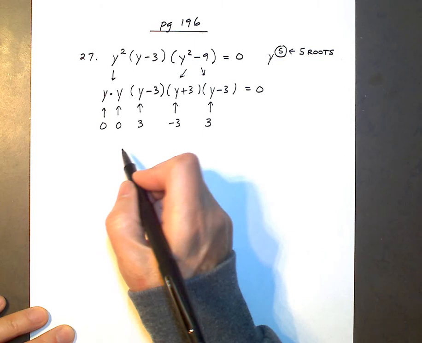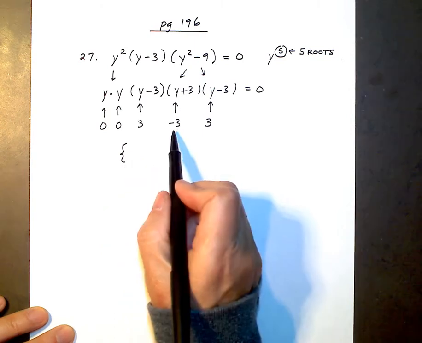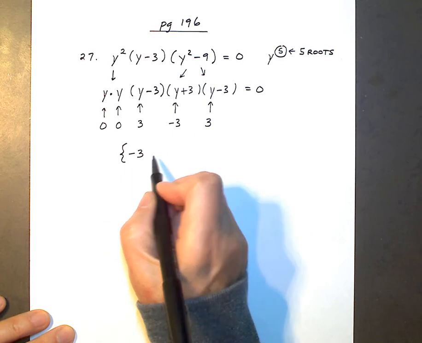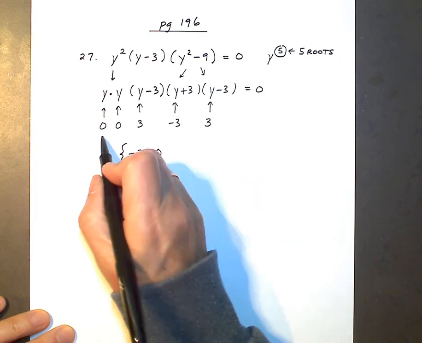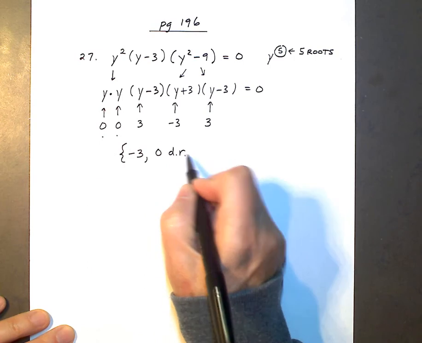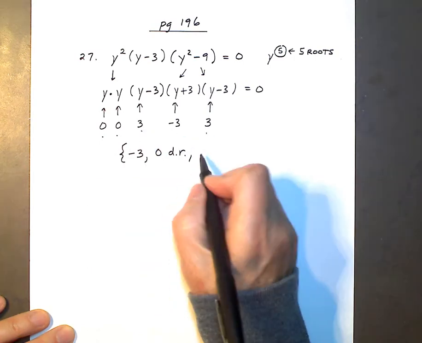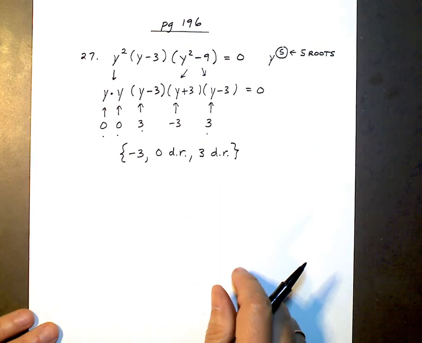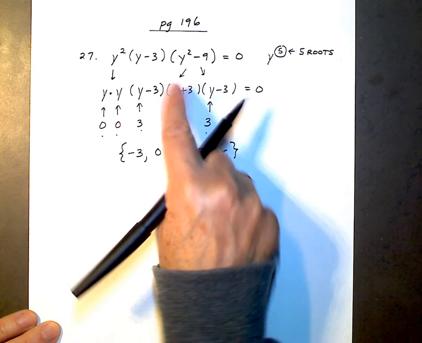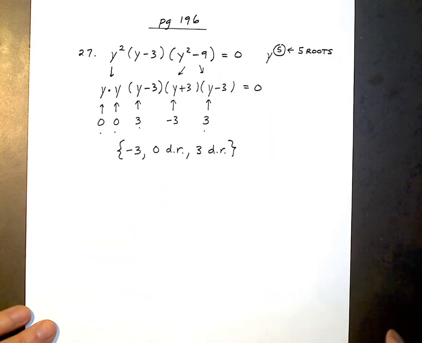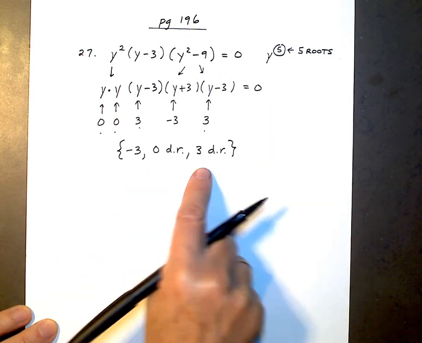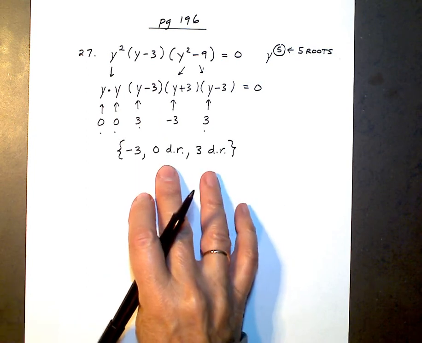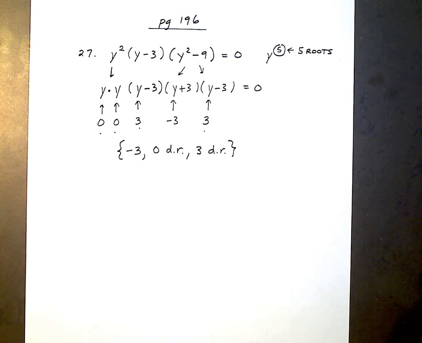And I like to list them from the leftmost on the number line, from the lowest value forward. So I have a negative 3, and then I have 0 that occurs twice, so that's a double root. And then I have a positive 3 that occurs twice, so that's a double root. And what this means is that if you were to graph this polynomial on the xy plane, you'd have one place where it crosses the x-axis and 2 places where the graph just touches down on the x-axis. And that's it.